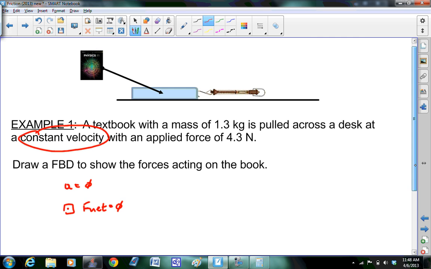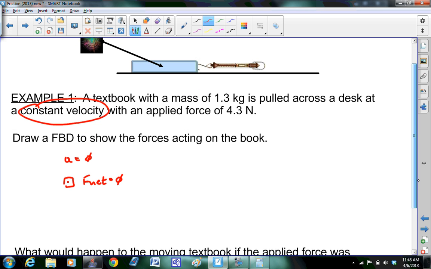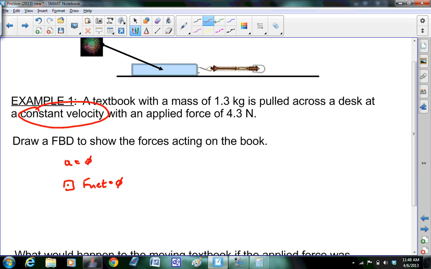It is possible to move and still have no net force. Now, the interesting thing is I have to apply a force to keep the book moving. So when we look at the actual forces acting on the textbook, I know I'm going to have my applied force, and in this case, my applied force is 4.3 newtons. Now that applied force is just enough to overcome friction. So friction is acting in the opposite direction. So force friction must be equal and opposite, giving me an F net of 0, so it'll be negative 4.3 newtons.